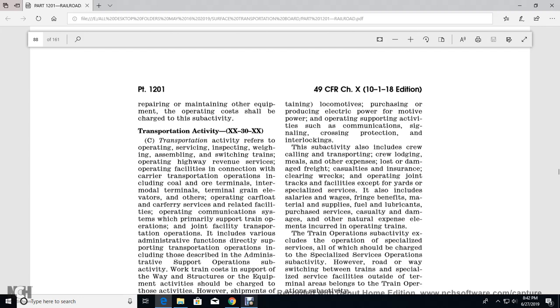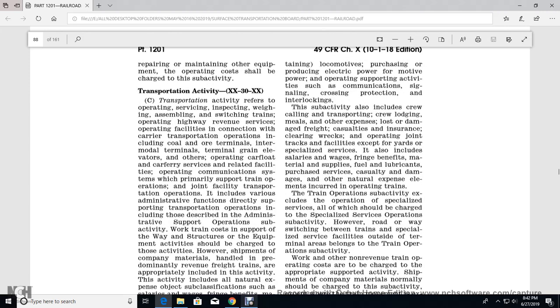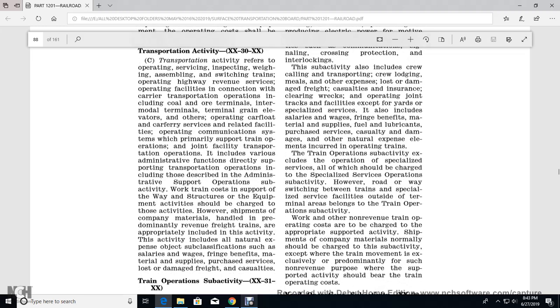It also includes the salary, wage, fringe benefits, material, supply of fuel, lubricants, purchase service, the quality, the damage for the other natural expense, the elements incurred with the operating train operator sub-activity, excluding the operation specialized services, which should be charged with the specialized service operation sub-activity. However, the road and way services between the train and service facilities outside the terminal areas belong to the train operating sub-activity.